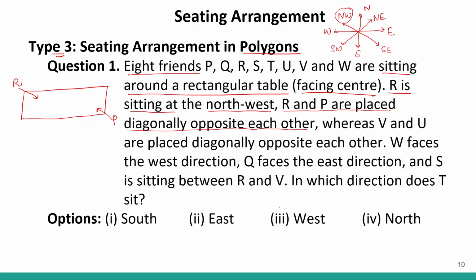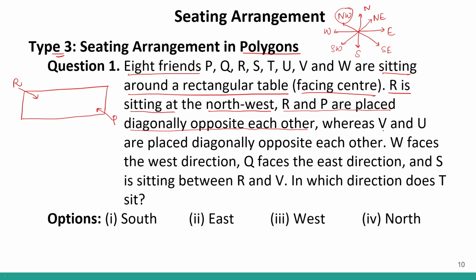Do you know what a diagonal is? Let's say this is a triangle. This will be the diagonal, correct? This line is the diagonal. So they are sitting diagonally opposite to each other. So if R is over here, P will be over here and they are facing the center.